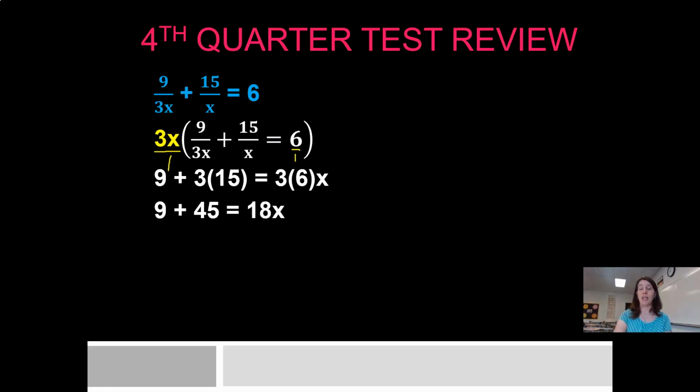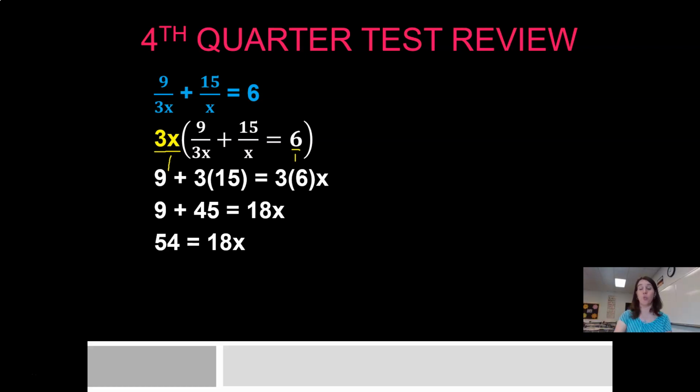Let's go ahead and multiply here. So I have 9 plus 3 times 15 was 45. And on the right-hand side, 3 times 6 was 18 with the x. The left-hand side has two like terms. 9 plus 45 is 54. So 54 is equal to 18x.